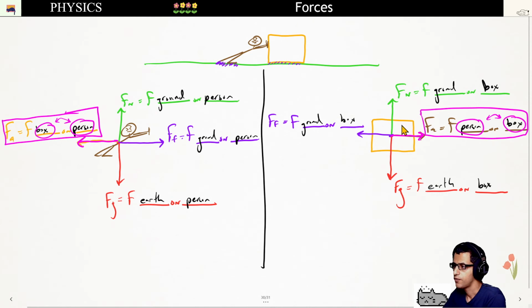So we can check now for this common mistake, normal force and gravity, and we can see why those are not third law pairs. If I take the words ground and box and flip them, we don't get earth and box.